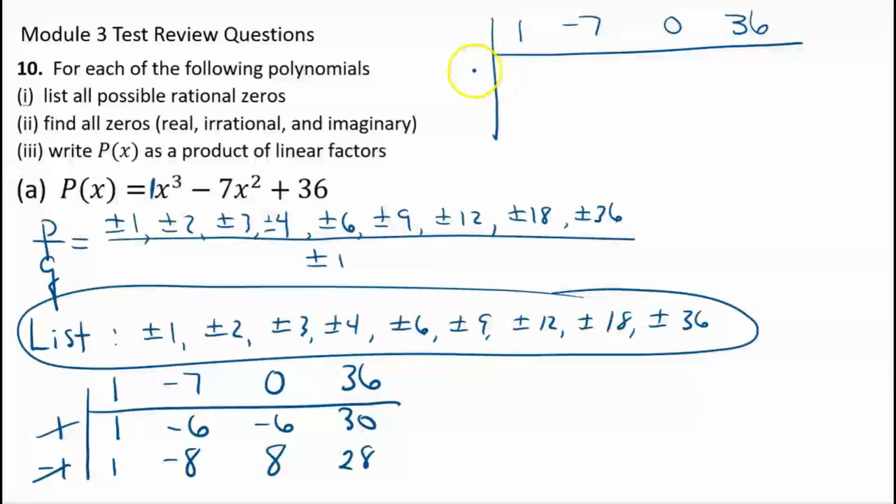Next number I'm going to check is 2. 1 comes straight down. 2 times 1 is 2, plus negative 7 is negative 5. 2 times negative 5 is negative 10, plus 0 is negative 10. 2 times negative 10 is negative 20, plus 36 is 16. Basically, that's not a 0.